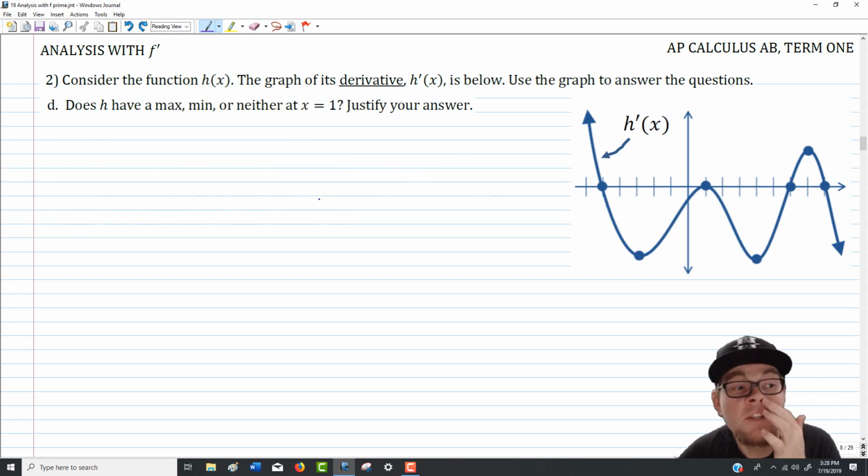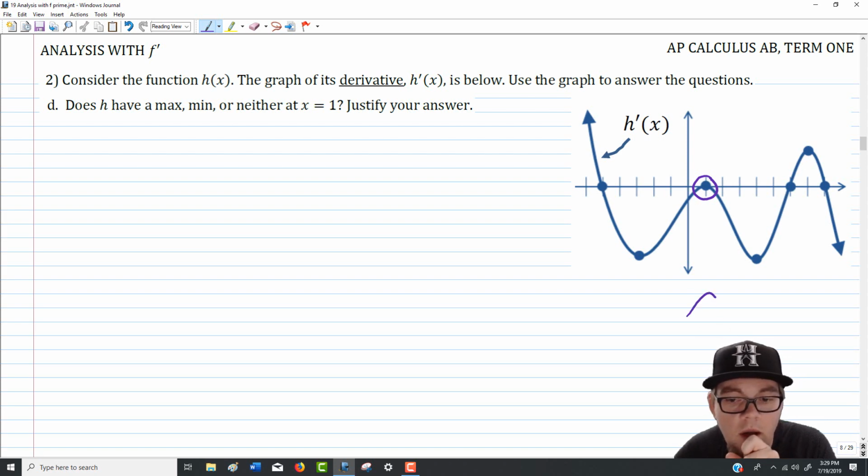Okay, next that brings us to question 2D, a very common question to answer as well. It asks us, does h have a max, min, or neither at x equals 1? So in this case, we've got x equals 1 right there. And now you can kind of see how you get baited on this question when you're first starting out here, and how easy it is to conceptually mess up.